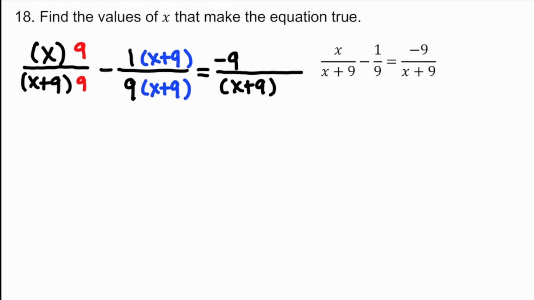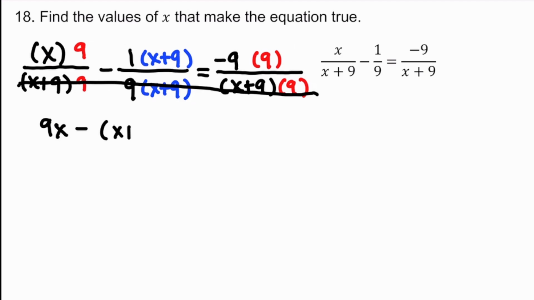And then we're going to be multiplying in that 9 here to get a common denominator of both x plus 9 and 9 on all of the terms. So I'm going to get rid of it now that I've got a common denominator on all the terms, and then multiply. So 9x minus an x plus 9 is equal to negative 9 times 9, which is negative 81. So I've got 9x minus x minus 9 equals negative 81.